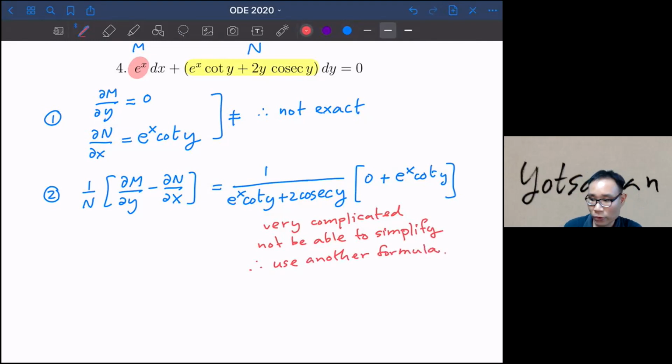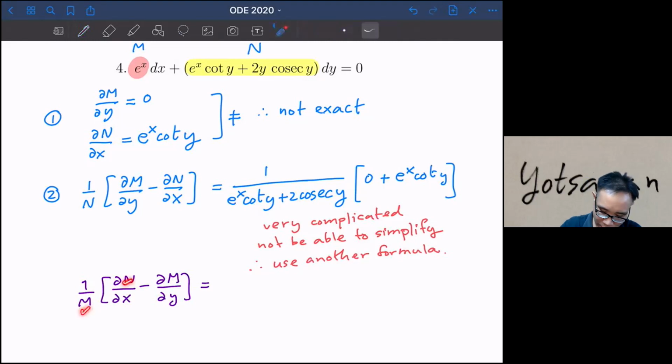Okay, so use another formula. So what is another formula? Another formula will be 1 over M (dN/dx subtract dM/dy). Okay, why was I able to write this one? Very easy, because I know the alternate. Okay, M, N, and M. It's going to be alternate, like I told you before.